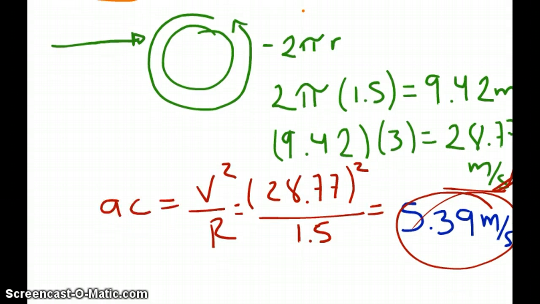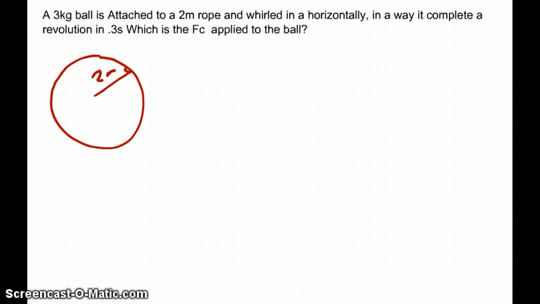Now let's do an example for centrifugal force. So this is our next problem. We have a 3 kilogram ball which is attached to a 2-meter rope and whirled horizontally, and it completes a revolution in 0.3 seconds. Sorry, I had a mistake, it's 0.3, not 3 seconds. The question is, what is the centrifugal force applied to the ball?